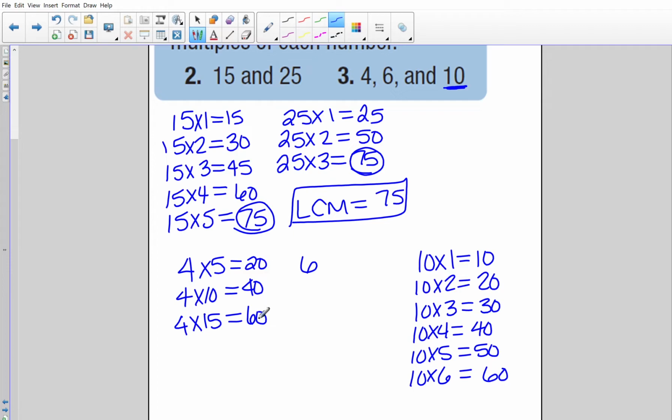So I've got 3 things that match with 10, but now I've got to check and see if I've got anything with the 6. So 6 times 5 is 30, but that doesn't match across, so that's not going to work. And the next one I've got is 10 times 6 is 60. So I've got a 60 here, a 60 here, and a 60 here. So my least common multiple would be 60.